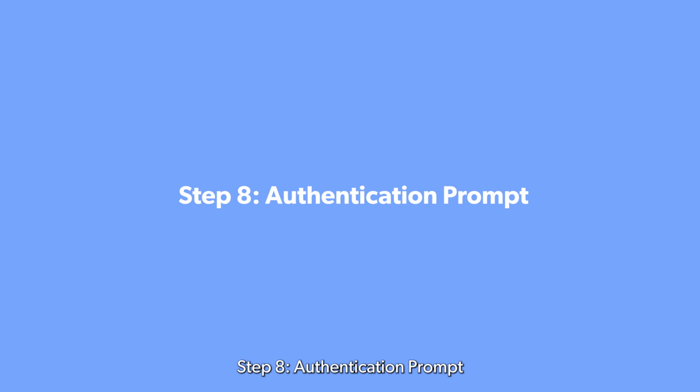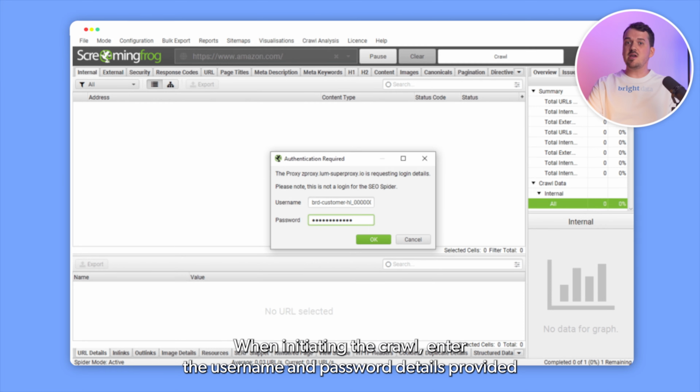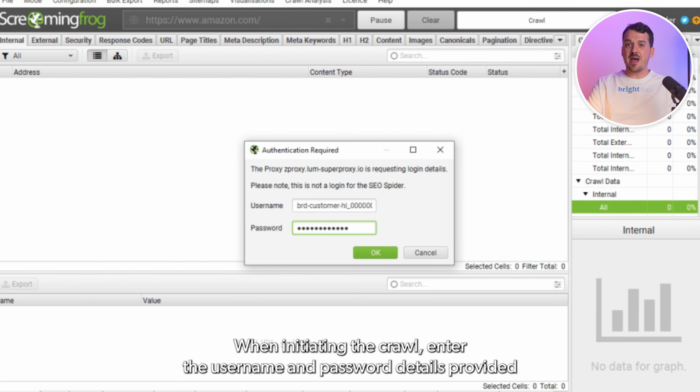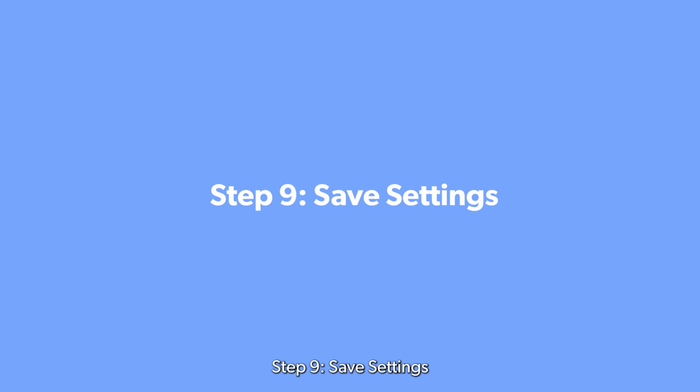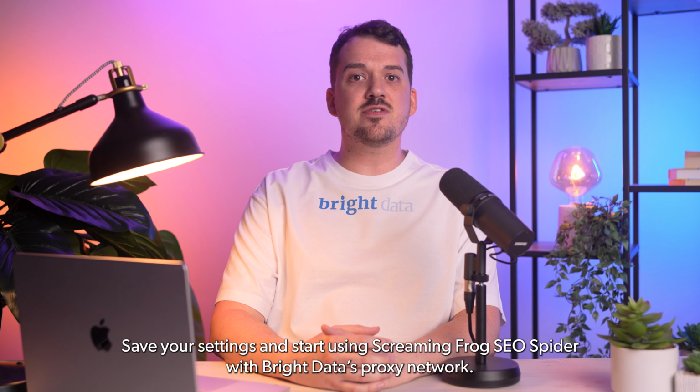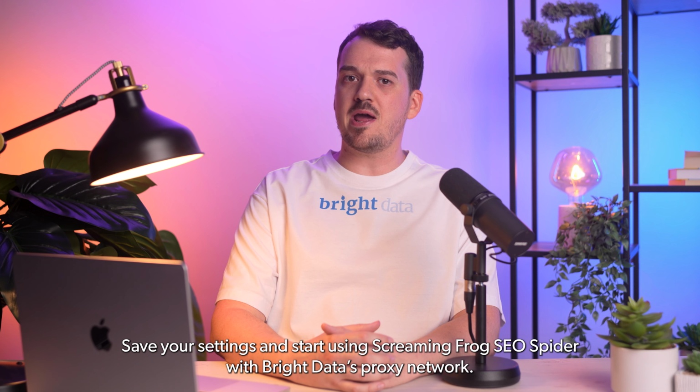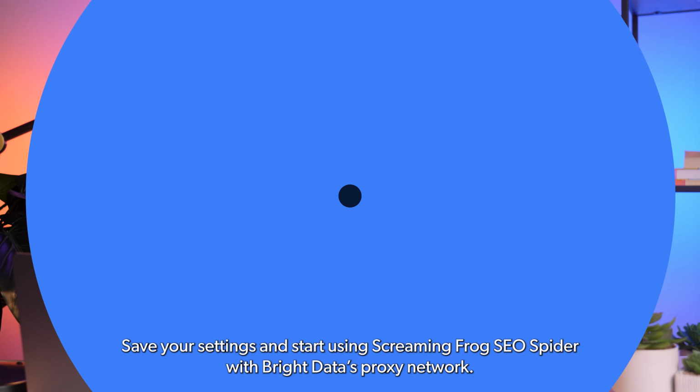Step 8. Authentication prompt. When initiating the crawl, enter the username and password details provided in your proxy zone's configuration page into the authentication prompt. Step 9. Save settings. Save your settings and start using Screaming Frog SEO Spider with Bright Data's proxy network.